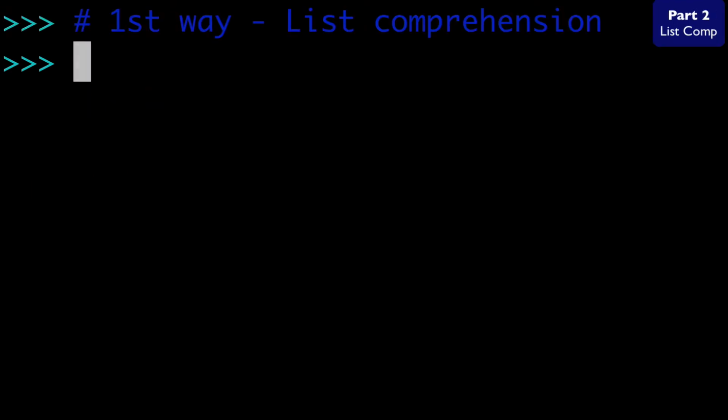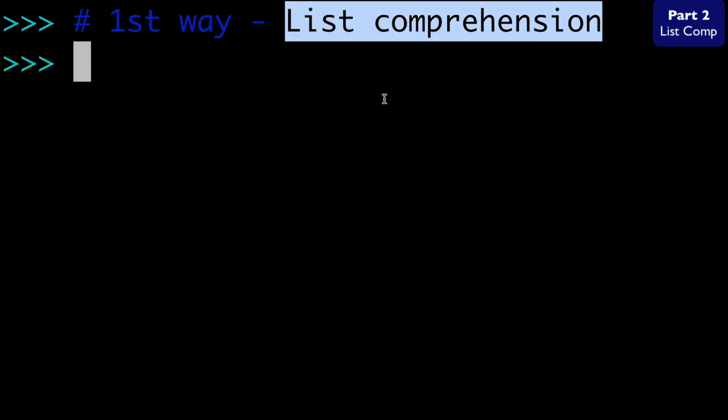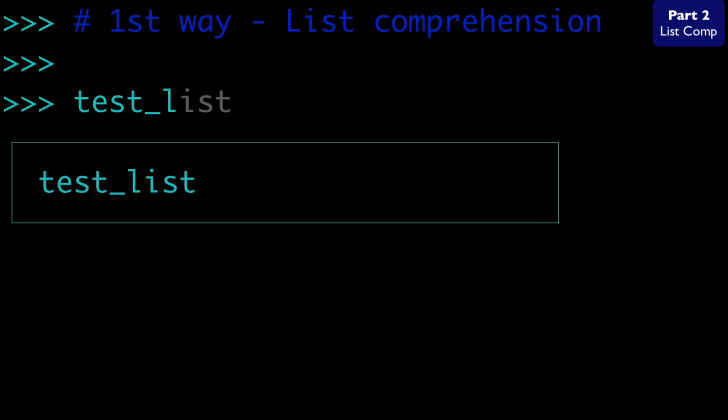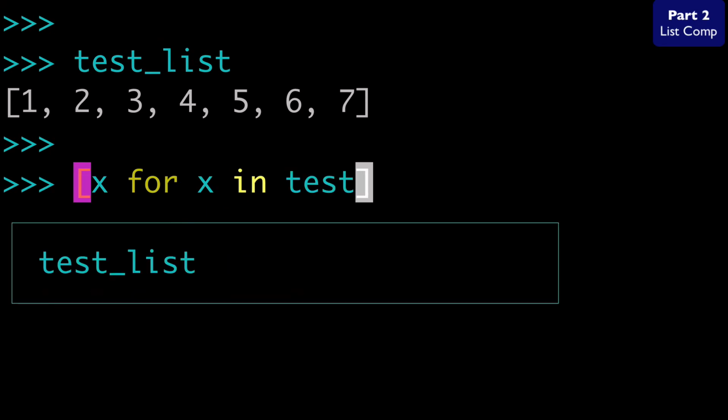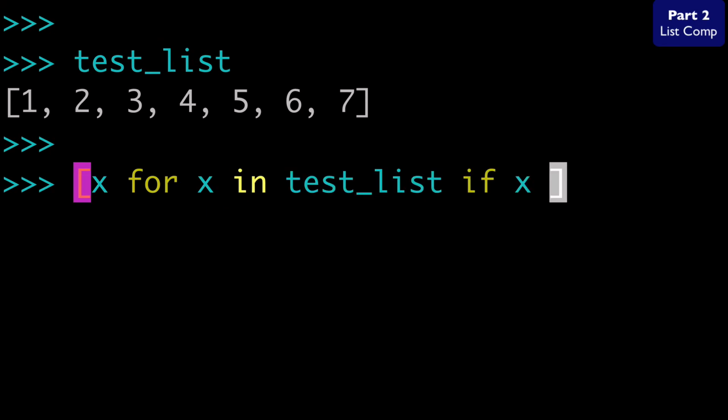So the first way we're going to learn how to remove odd numbers from a list is using what's called a list comprehension. So let's remind ourselves that we have our test list here, which has 7 values, both even and odd. And so what we're going to do is use a list comprehension to filter. If you're not familiar with list comprehensions or the syntax, I have an entire series on list comprehensions. I think it has almost 20 videos, so you can go check out that playlist. But anyway, so we're going to do x for x in test list if x modulus 2 equals 0.